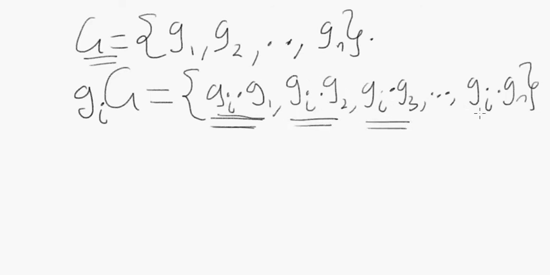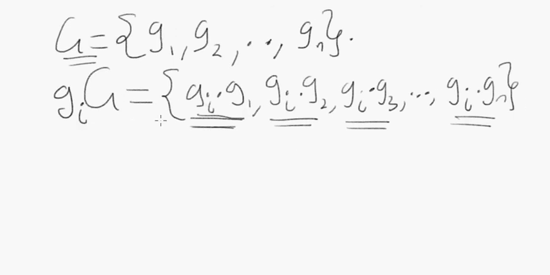Gi times G3 is a group element. Gi times Gn is also a group element. We know that to be true because G is a group, and again by closure. So what we have here is that every element in GiG is an element of G. But what we are wondering is, is GiG a permutation of G?